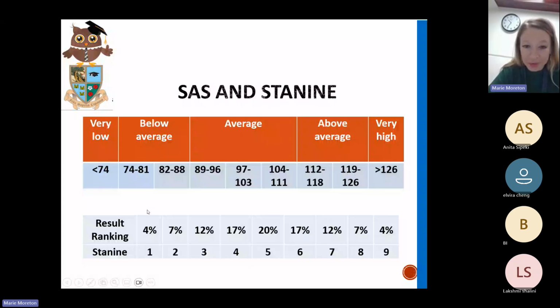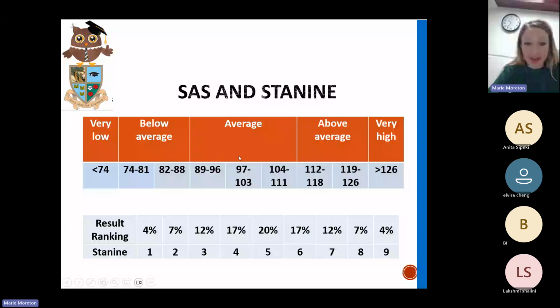Further, it tries to simplify things. I'm not sure whether it is any simpler, but it tries to simplify things by also giving a stanine. This is short for standard nine. So it takes all of these sections here and splits them into nine instead. So you can see above 126 should be in the 9th stanine. If you were above average here, you might be in the 7th or 8th stanine, maybe the 6th.